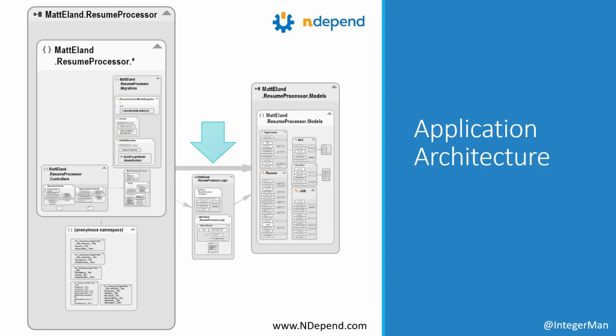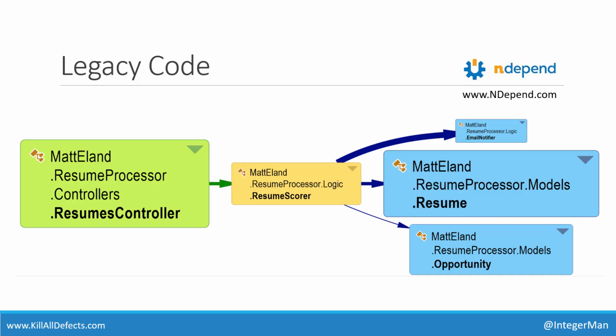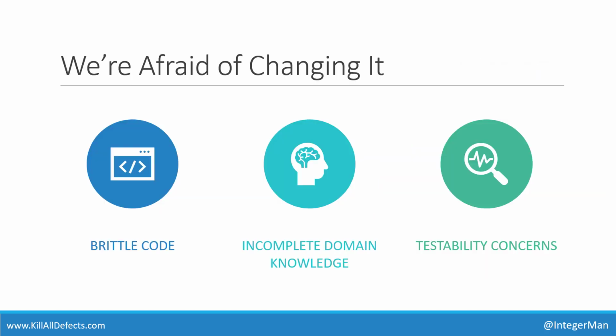But let's get a clearer view of this. Let's zoom in a little bit and take a look at our exact scenario. We're going to be looking at this resume scorer in the middle, and we're going to pretend that this code is awful, it's brittle, we don't want to work with it, and it's just bad in general. So we're going to take a look at all the reasons why we're afraid of changing it.